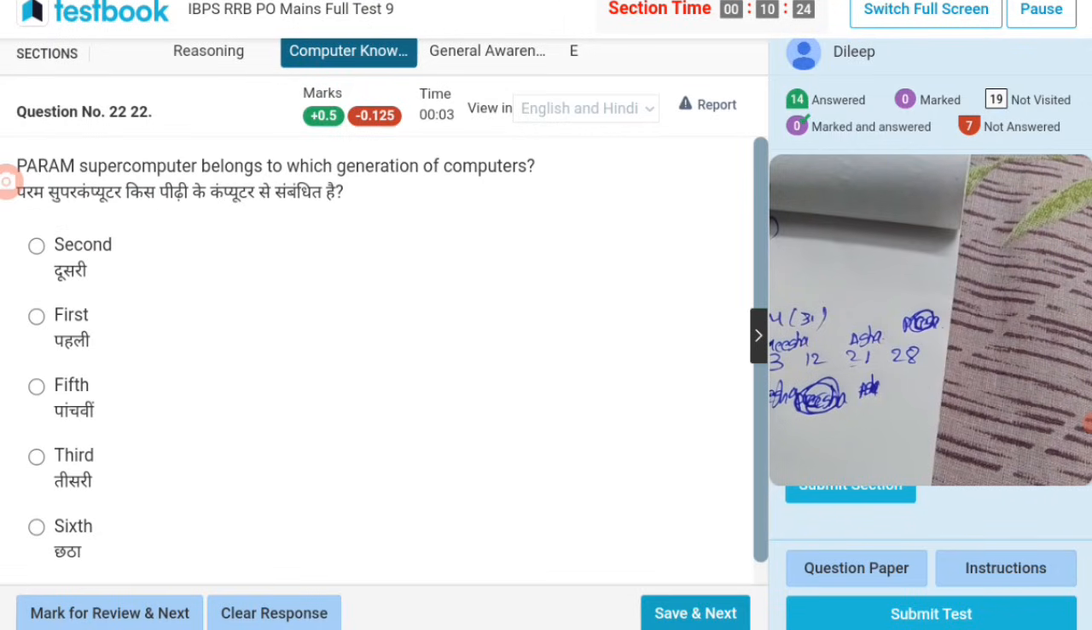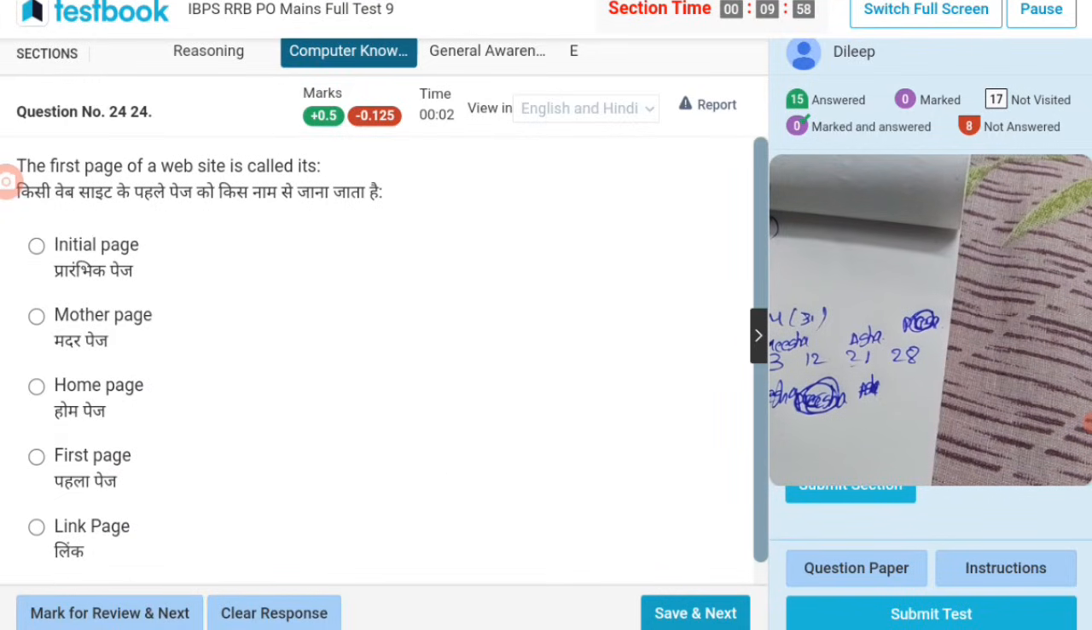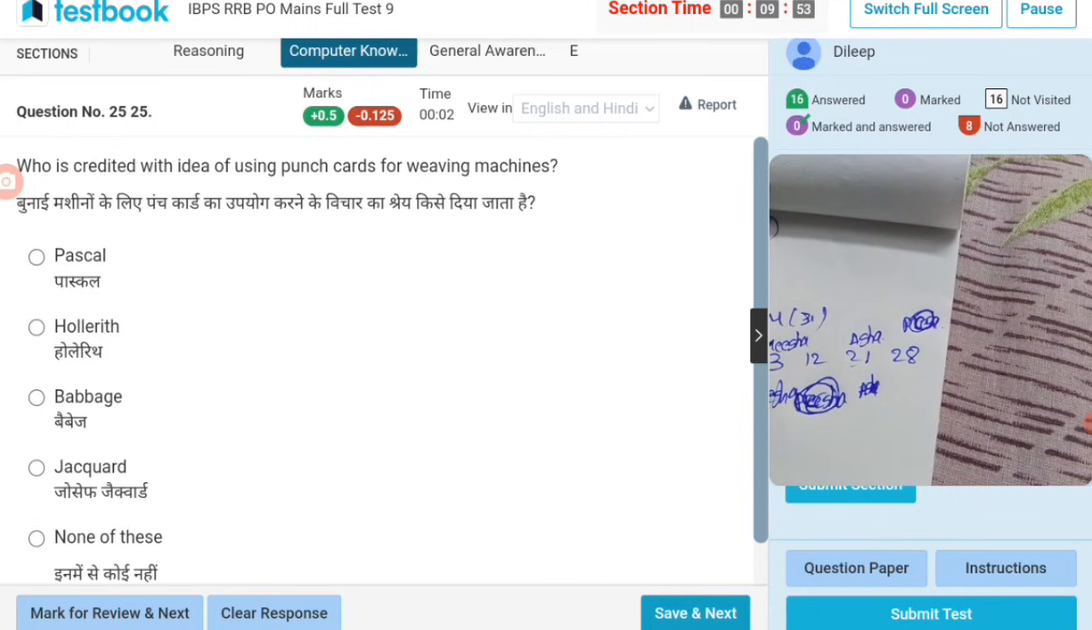Param supercomputer. I think 5th generation or 3rd generation. Pulse input device and the first page of website is called home page. Who is credited with the idea of using punch cards? So Jacquard Loom, I think.